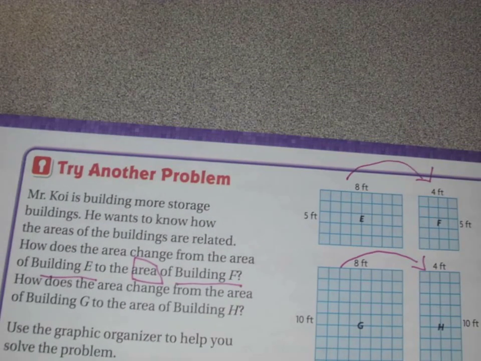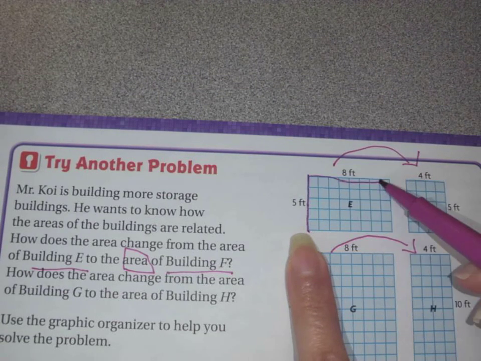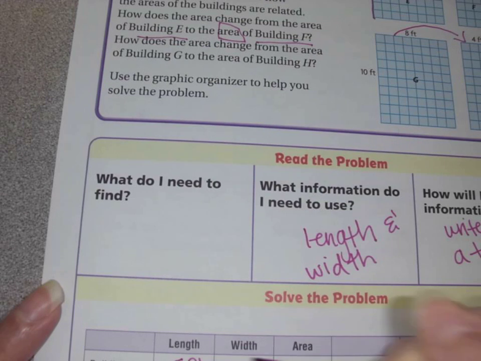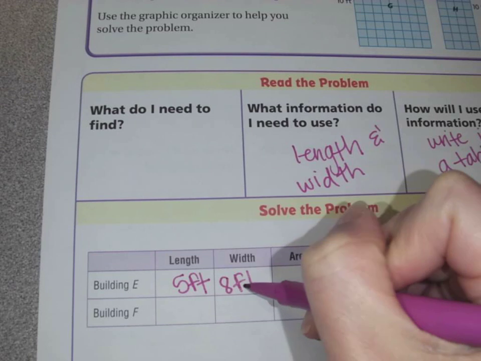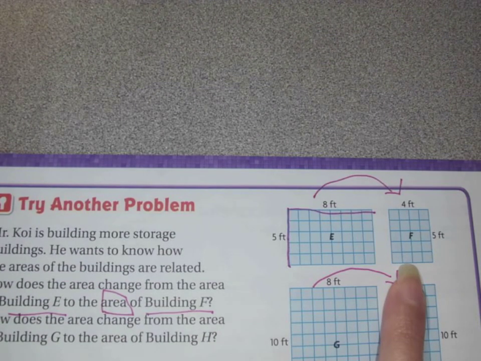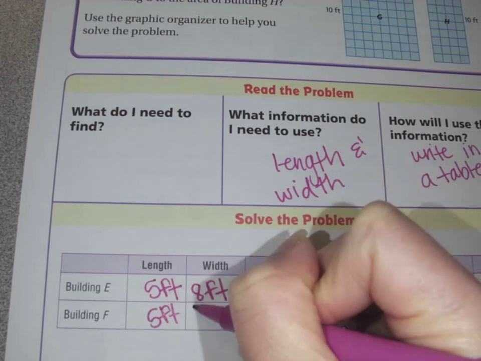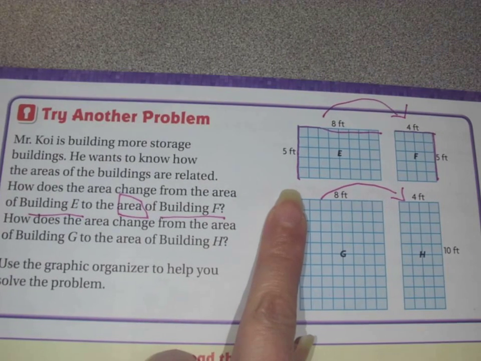All right, let's start with building E and building F. Let's look at the length. Building E is 5 feet and the width is 8 feet. So building E, 5 feet, and the width is, I said 8 feet. Let's look at the length and the width for building F. Okay, building F has a length of 5 feet also and a width of 4 feet. 5 feet by 4 feet. Okay, and I just took that information from these buildings, from the rectangles.